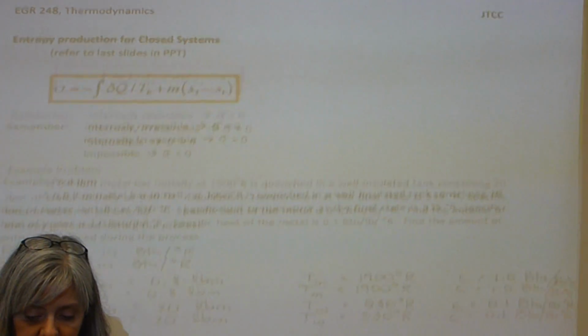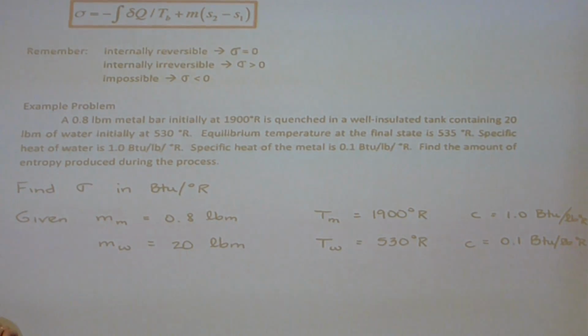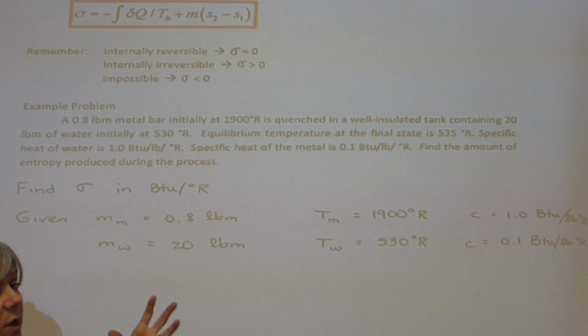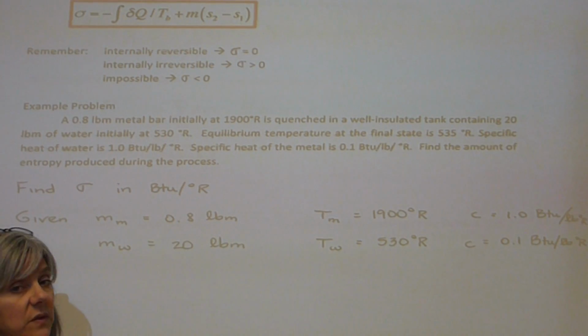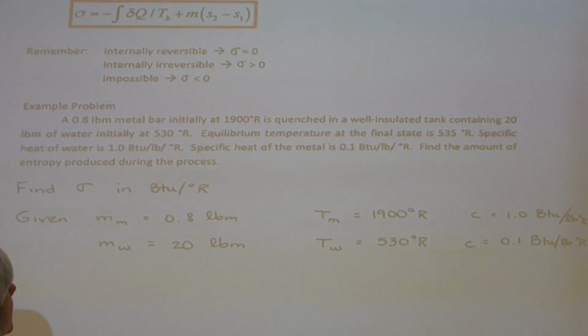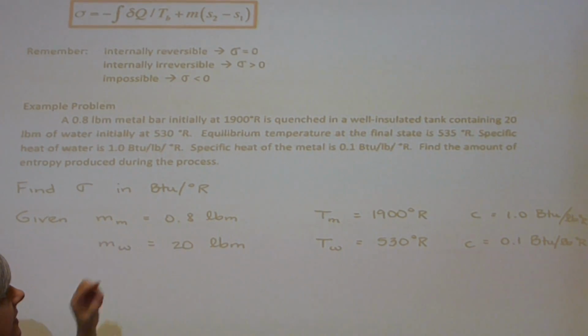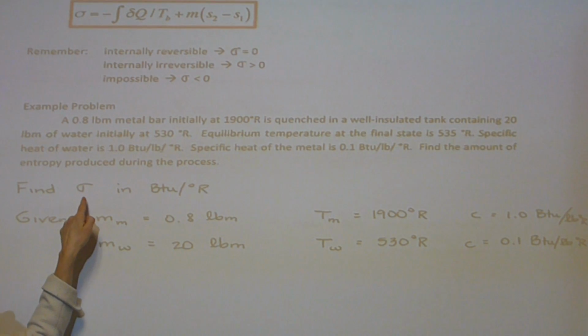So let's do an example. So here we have, this is a problem we did before, very similar. We have a metal bar that's initially very, very hot, 1900 degrees Rankine, and we quench it in a well-insulated tank containing 20 pounds of water initially at 530 degrees Rankine. So equilibrium temperature is 535. We know the specific heat of water, and we know the specific heat of the metal. So find the amount of entropy produced during the process. So we're trying to find sigma.